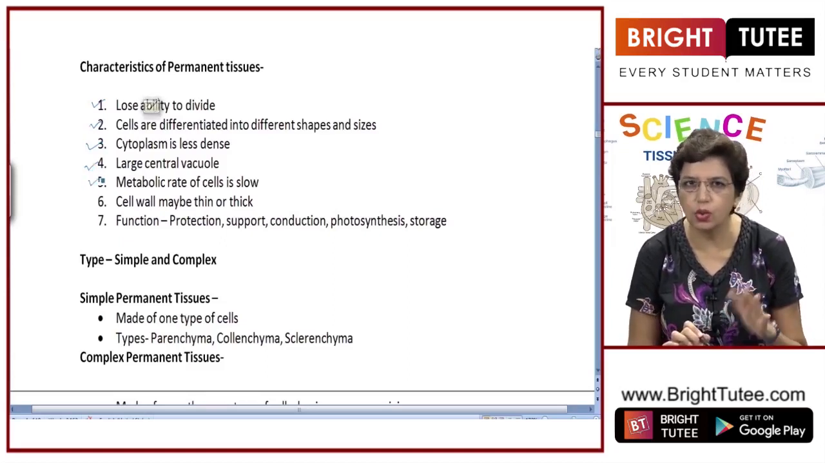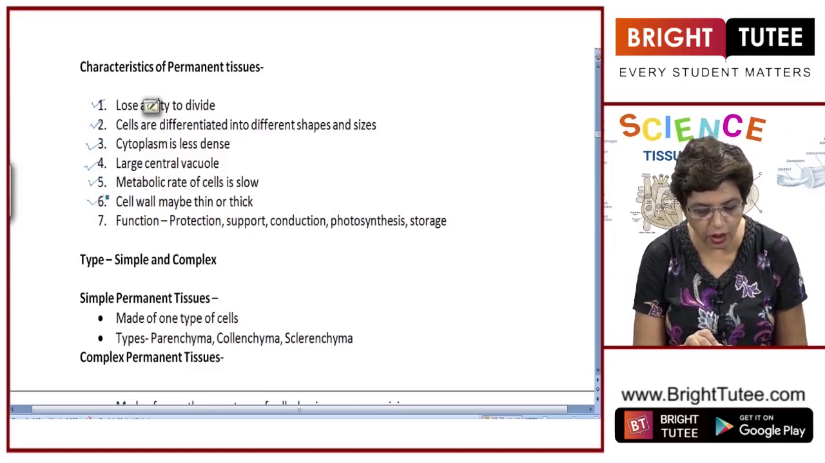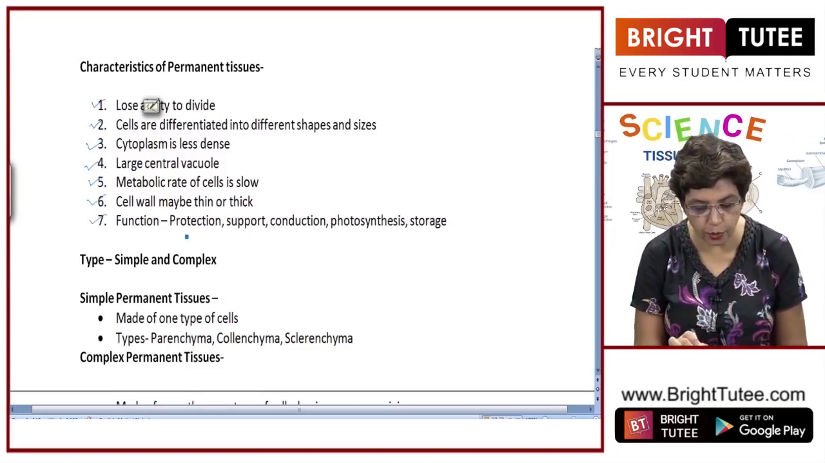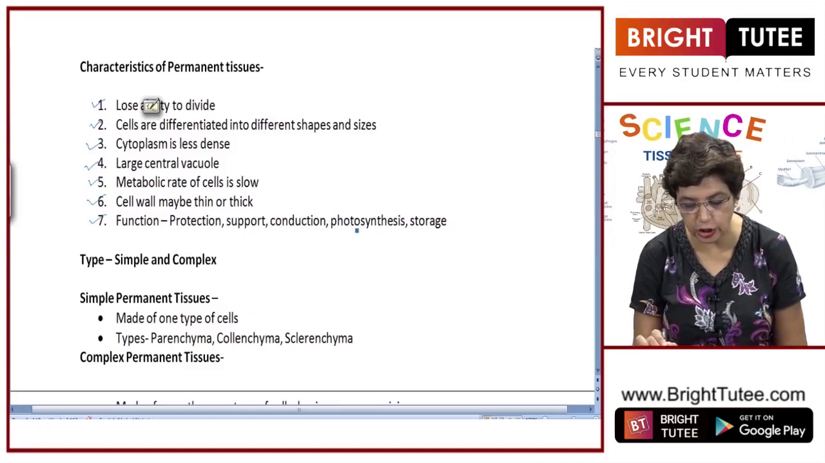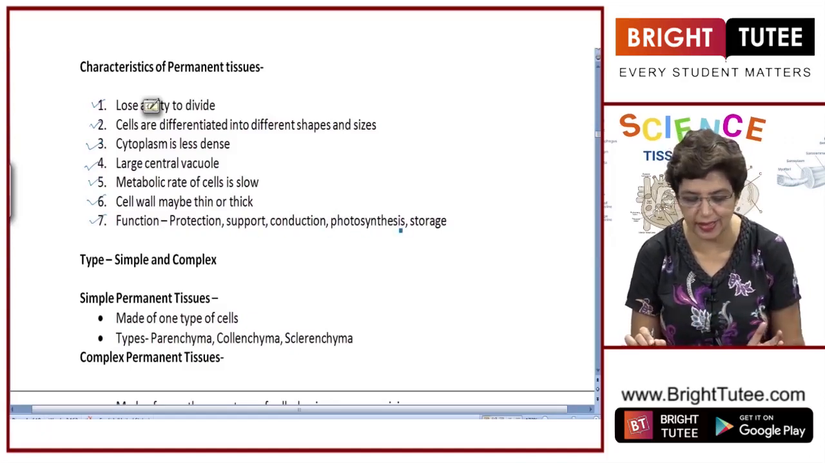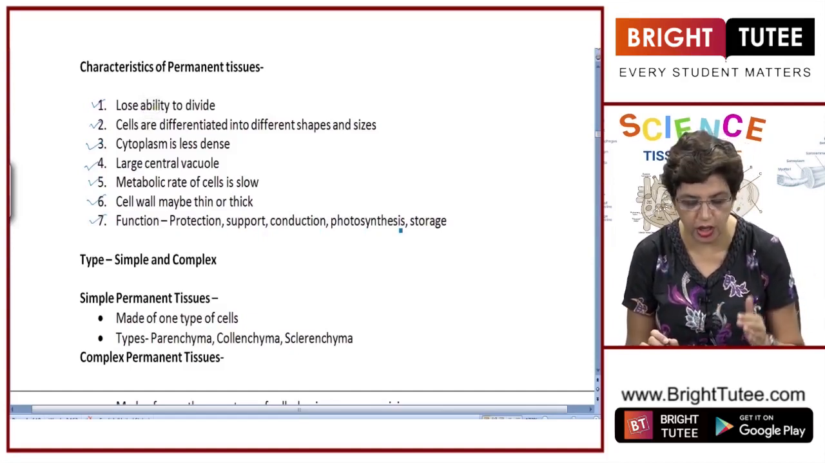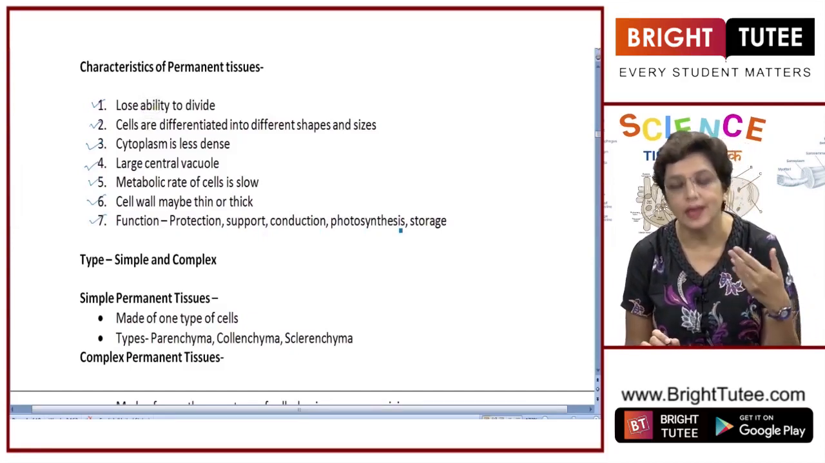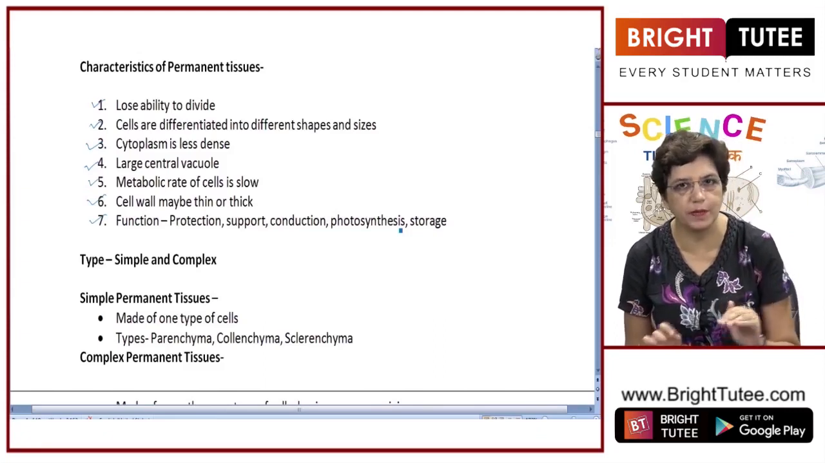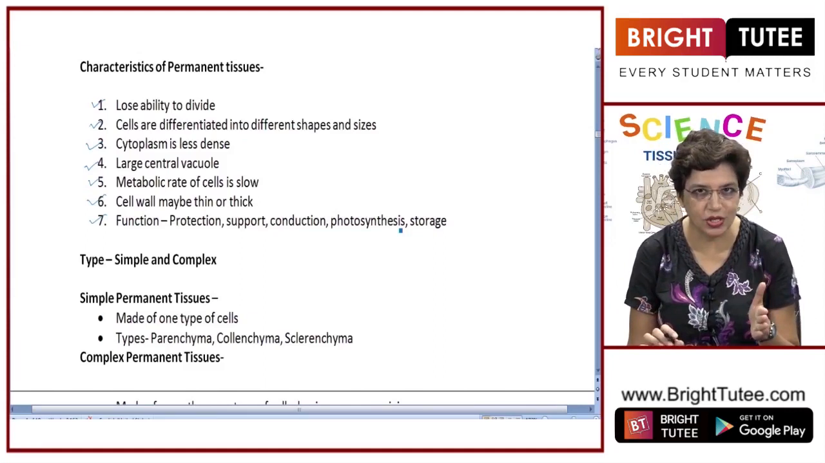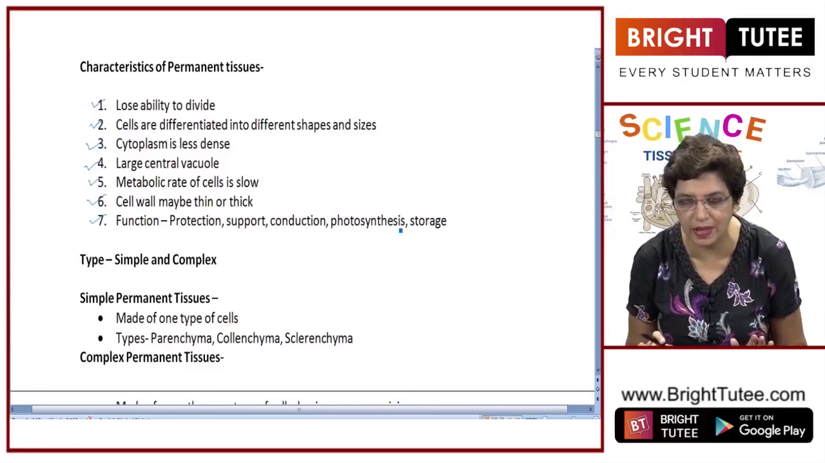Metabolically, they are very slow, inactive. The cell wall may be thin or thick depending upon their type. The functions are protection, support, conduction, photosynthesis, storage, etc. Different types of permanent tissues perform different types of functions. If you compare the characteristics of meristematic and permanent tissue, you can differentiate between them. Meristematic tissues are continuously dividing, while permanent tissues lose the ability to divide.